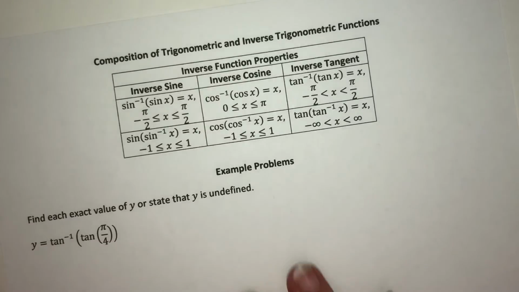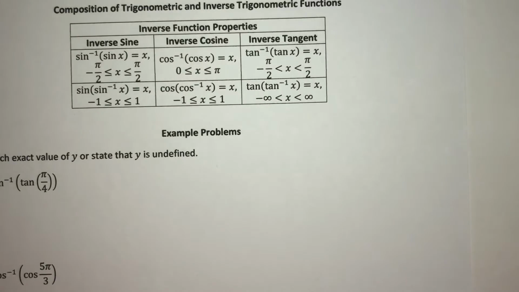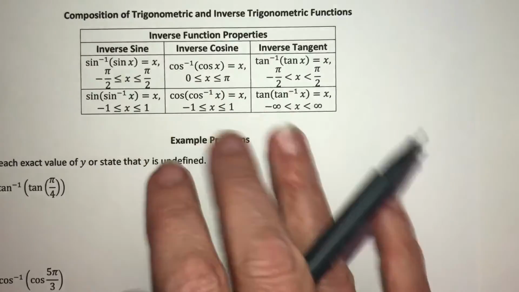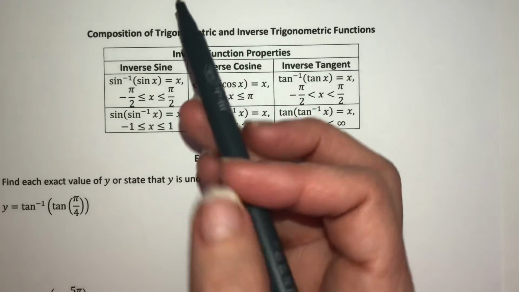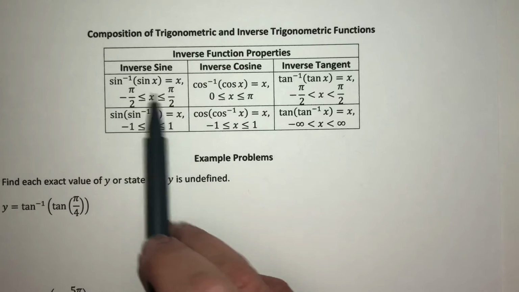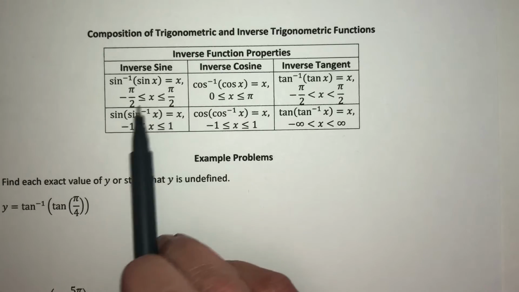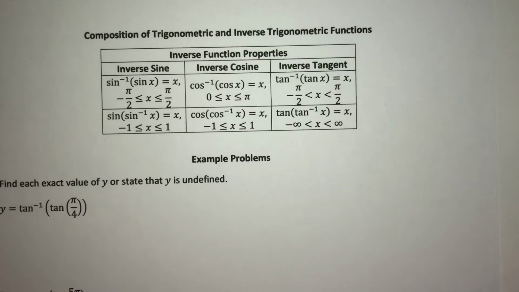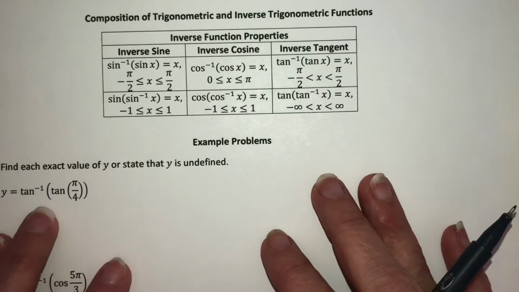So let's look at some composition properties. Sine inverse and sine undo each other, but again, we have to be aware of what answers they're going to give us in what areas, because it's possible that we're actually looking for an angle in a quadrant other than one of the ones that our inverse will give us.